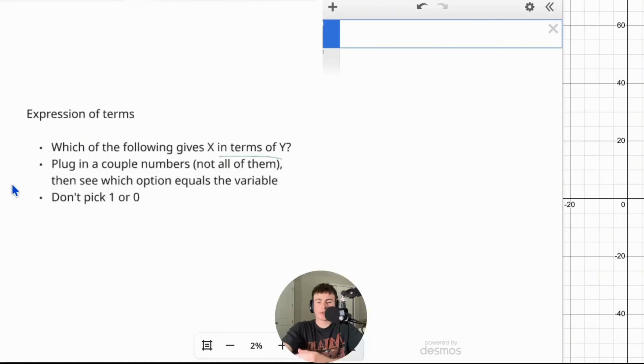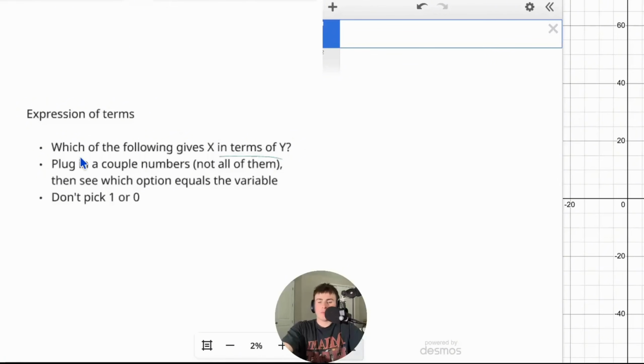So if you're expressing some other thing in terms of some other thing, you can use Desmos, and I use Desmos every time. Even if I know how to do the algebra, I'm always going to do Desmos because 1, it's way easier, 2, it's way faster, and 3, you are less likely to make an error because Desmos doesn't make errors unless you do, right? So that's why Desmos is superior here.